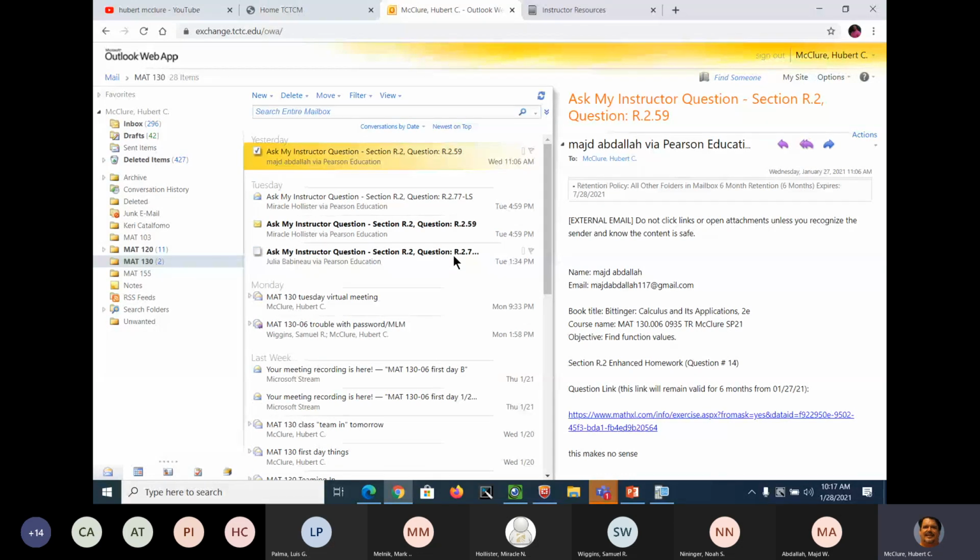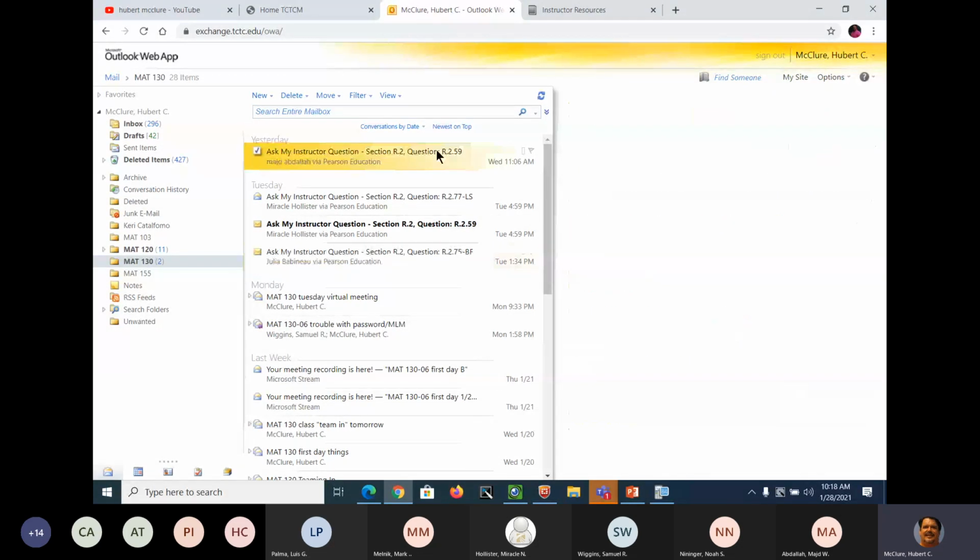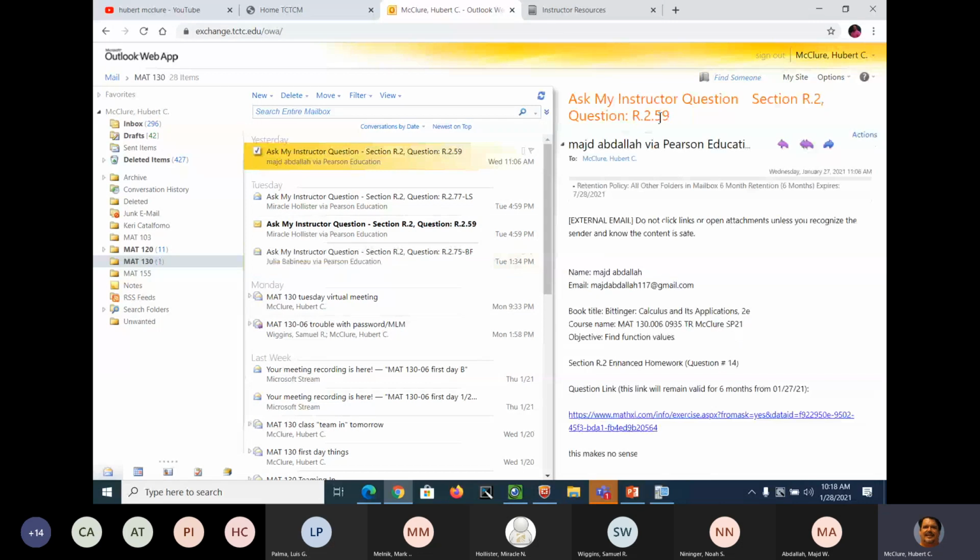Let's see, what comes first? 75 and 59. We've got two 59s. That means that must be a more difficult problem. So let's look at number 75. Oh, that's 75, that's 77. So let's go with 59 first. All right, so this is R2 59. That is the question in the book. And it's number 14 online.